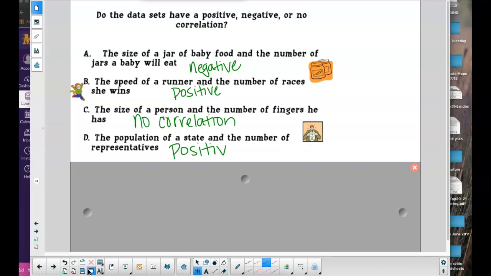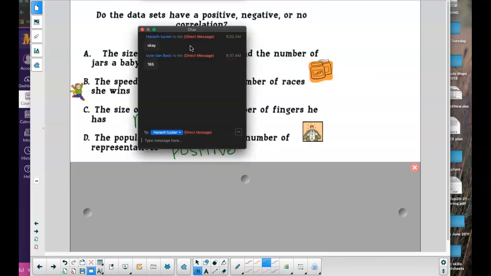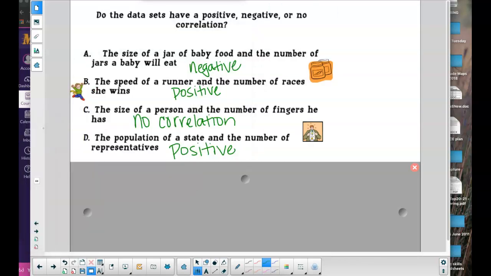Let me change this a little bit. The population of a state and the number of senators. What would that mean? The population of a state and the number of senators. What do you think?